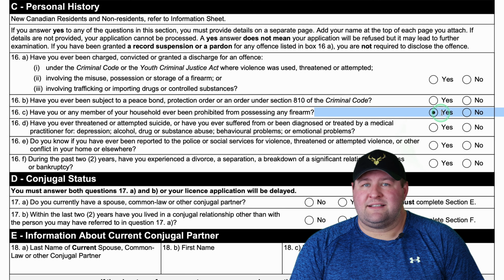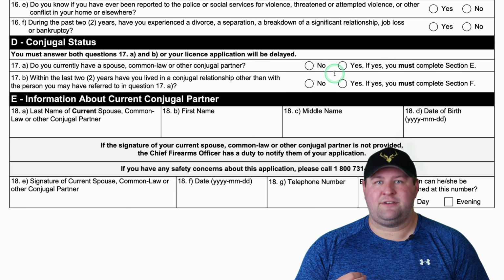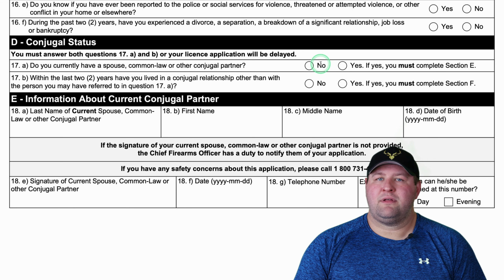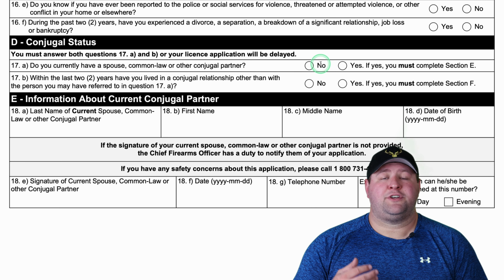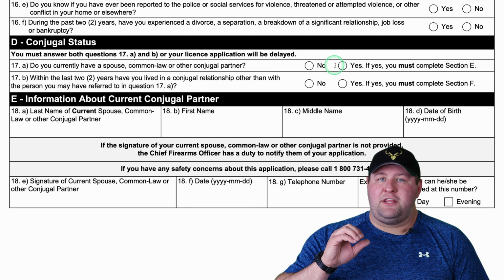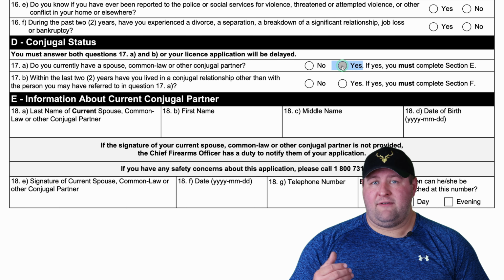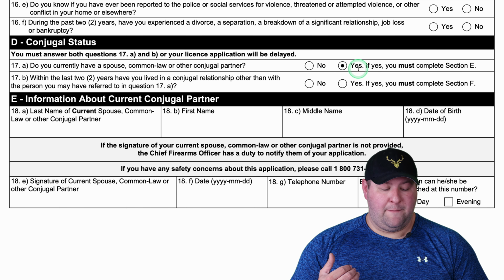Next is conjugal status. And your conjugal partner is someone who you're in a serious romantic relationship with. And that could be your spouse, your common law, your husband, wife, whatever. You will have to get them to fill out E if you check yes, if you have a conjugal partner.